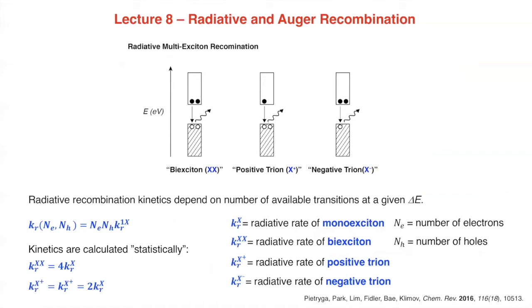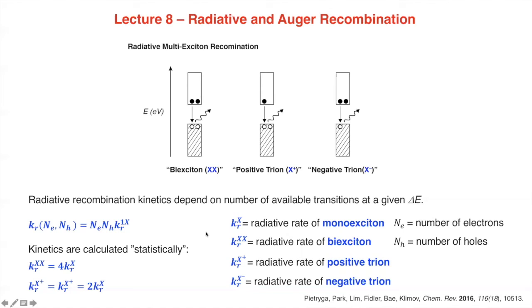The electron can fall down and fill the hole in all three cases, and you can actually calculate the radiative rate for each of these different states, the bi-exciton or the positive and negative trions, using this equation here. So if you know the radiative rate of the monoexciton, and then you consider the number of electrons and holes available to undergo recombination, you can calculate the radiative rate based on that single excitonic transition.